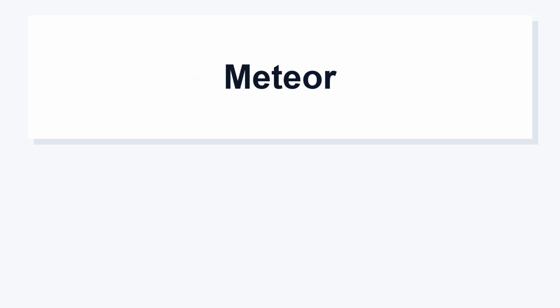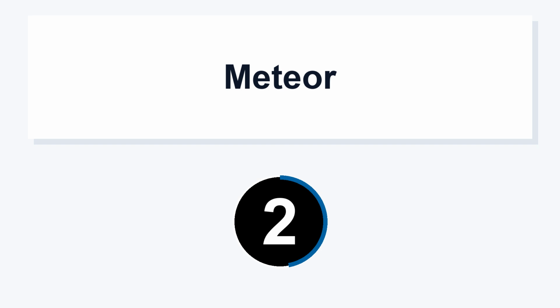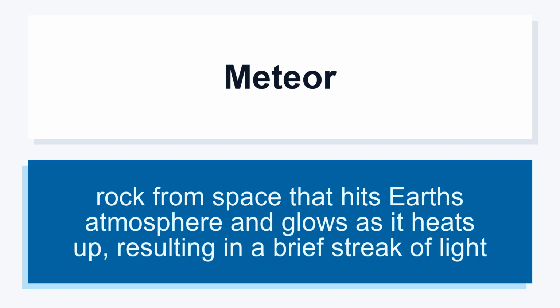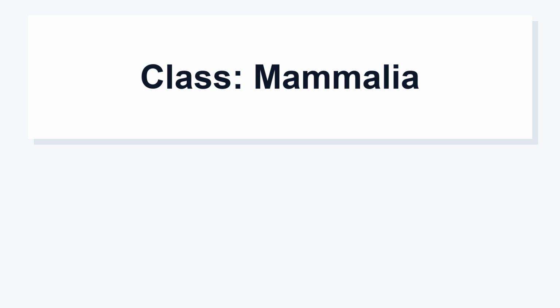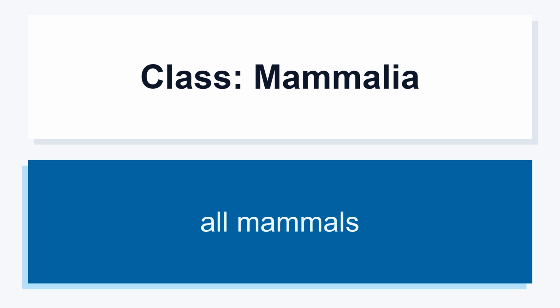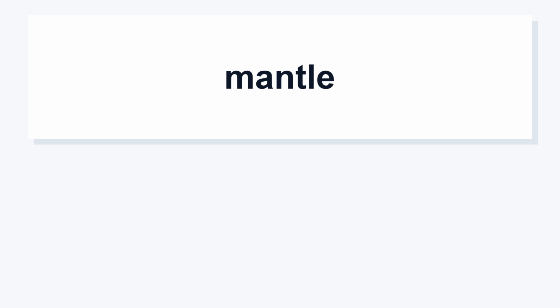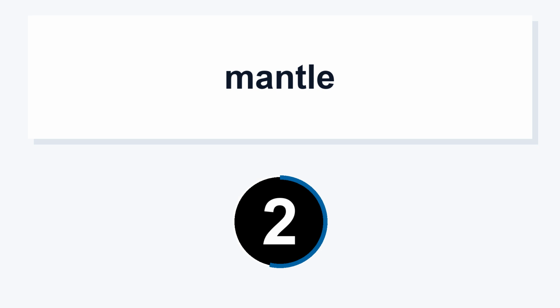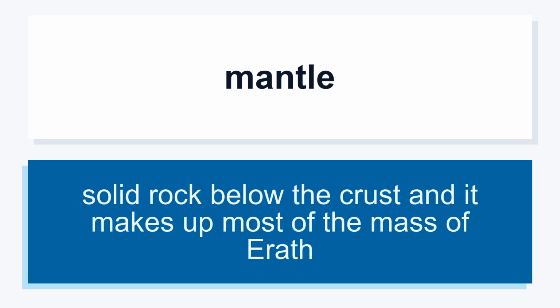Meteor: a rock from space that hits Earth's atmosphere and glows as it heats up, resulting in a brief streak of light. Class, Mammalia: all mammals. Mantle: solid rock below the crust; it makes up most of the mass of Earth.